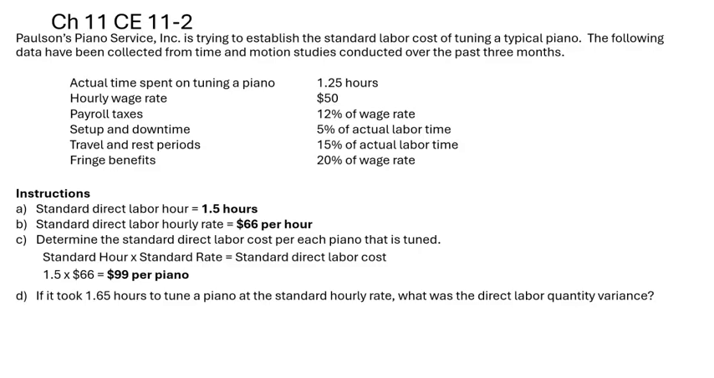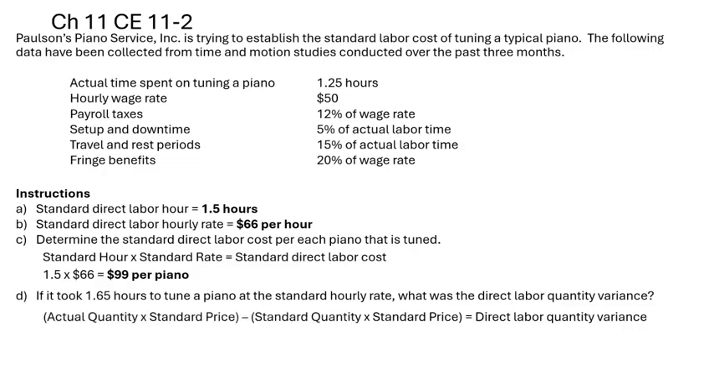Now we tuned a piano and it took 1.65 hours. What is the direct labor quantity variance? Again, the quantity variance is the actual quantity at standard price minus the standard quantity at standard price, and that's going to give us our quantity variance. In this case, it's direct labor quantity variance, but the formula is the same whether we're doing materials or direct labor. It's actual at standard and standard at standard.